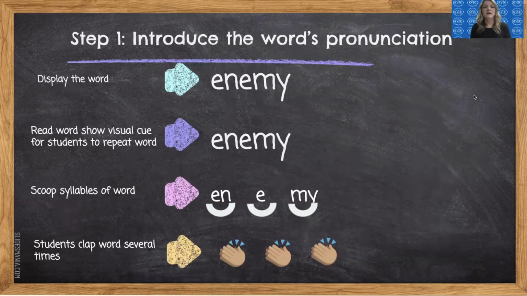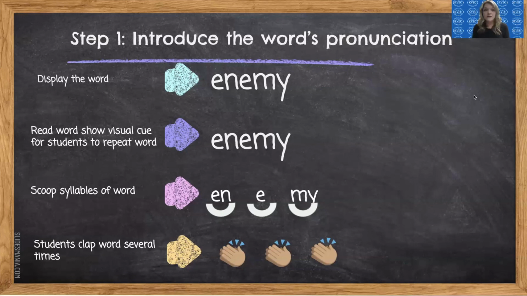Okay, step 1. We're going to go into these a little bit more in depth. Step 1, introduce the word's pronunciation. You're going to display the word, and for an example, we're going to use the word enemy. You can put it on the board, a whiteboard, on a sheet of paper, on the table, wherever, it does not matter. And you're going to say, this is the word enemy. Say it with me, enemy. And you have the kids say it with you, and then you say it, and you repeat that word several times. Have them say it again, and say it again until everybody or the student can say that word correctly.